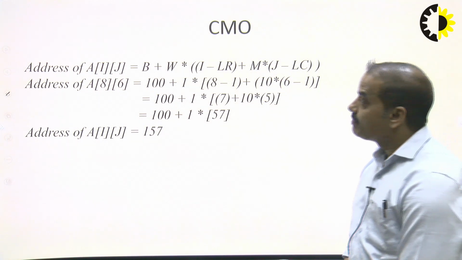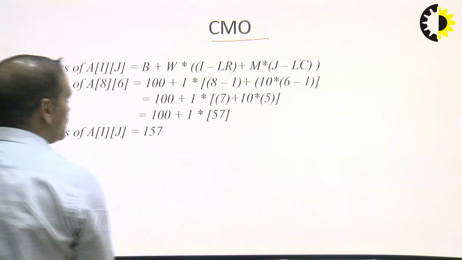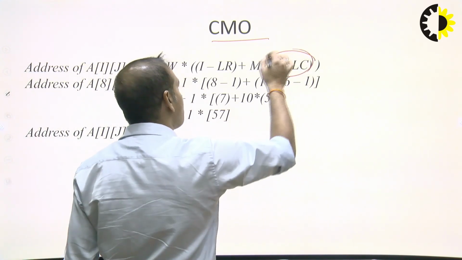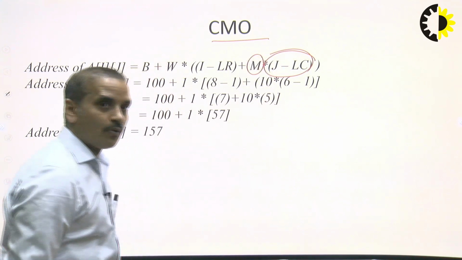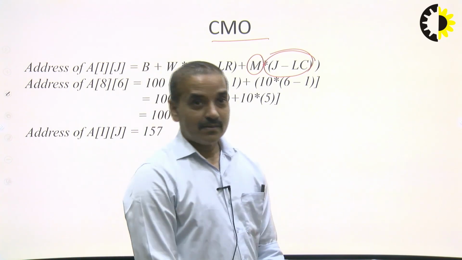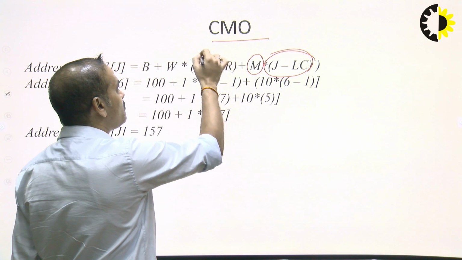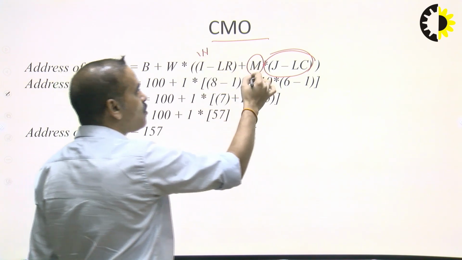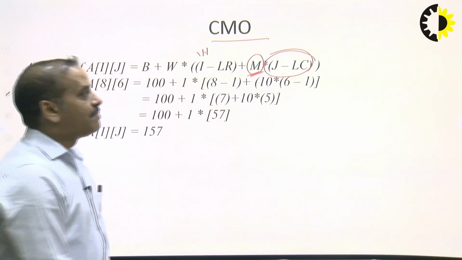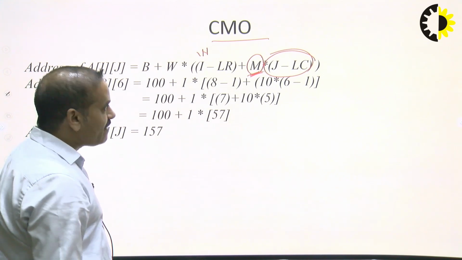Now the next is column measure order, CMO. In CMO, we use the same method. In case of column measure order, in column we have to multiply with row number. In row measure order, we have to multiply column in row. In row measure order, we multiply here with N. But in column measure order, we have to multiply M with J minus LC. The remaining value is the same.